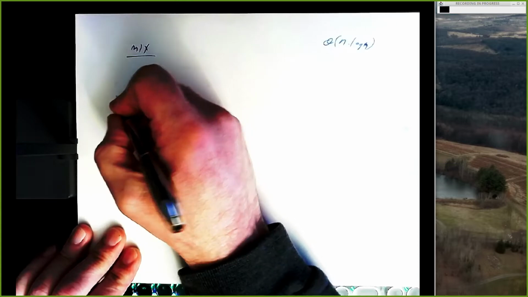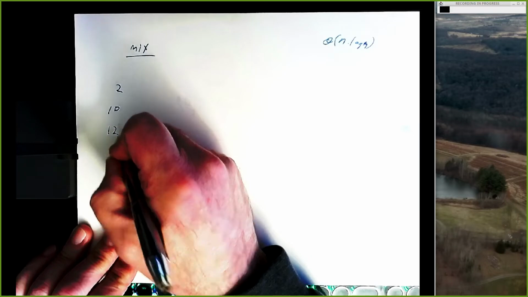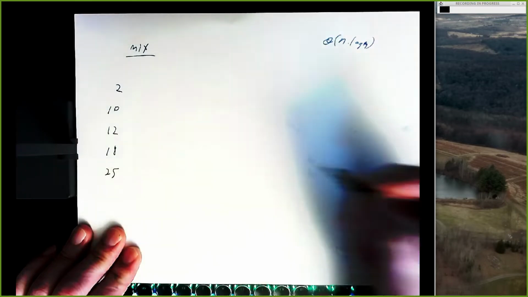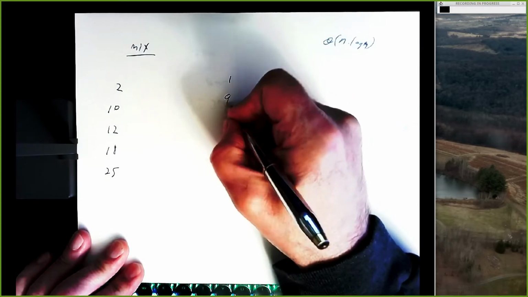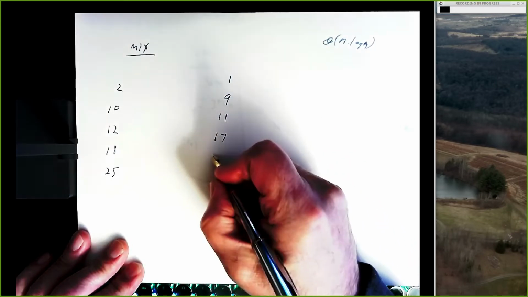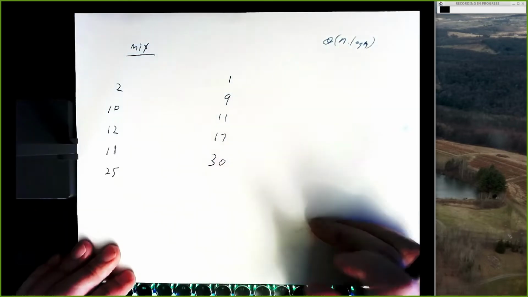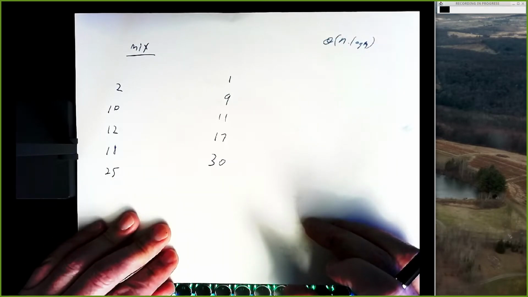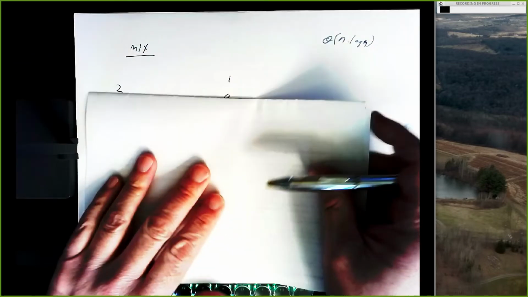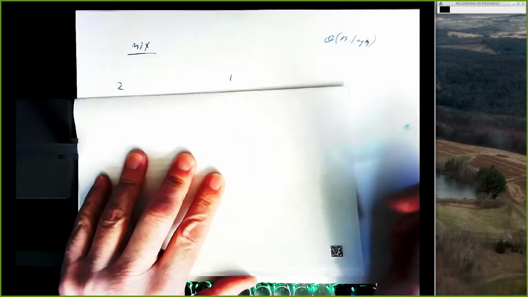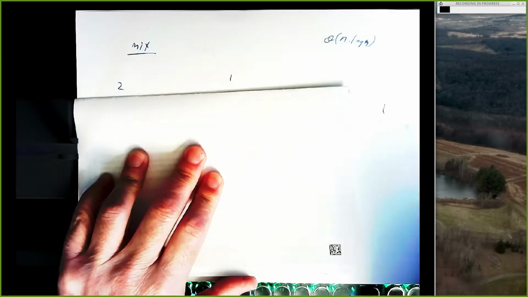So suppose I have one set of numbers, which is sorted. So 2, 10, 12, 18, 25. And I have another pile of numbers, which is 1, 9, 11, 17, and 30. And I want to combine these to make a list of 10 numbers, sorted from smallest to largest. Well, all I ever have to do is look at the top number of each list. I look at a 2 and a 1 and I say, which of these is smallest? It's a 1, so I write down a 1.